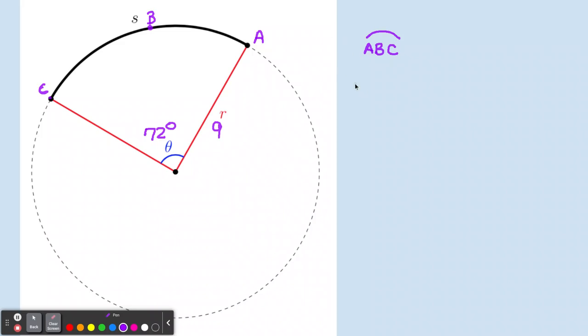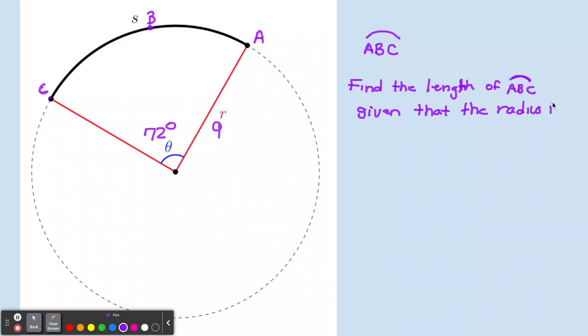And let's say, I'll write the problem. Find the length, spell length right over there, right? Let's find the length of arc ABC, arc length ABC. And then we'll say given that the radius is 9. So what should we do?